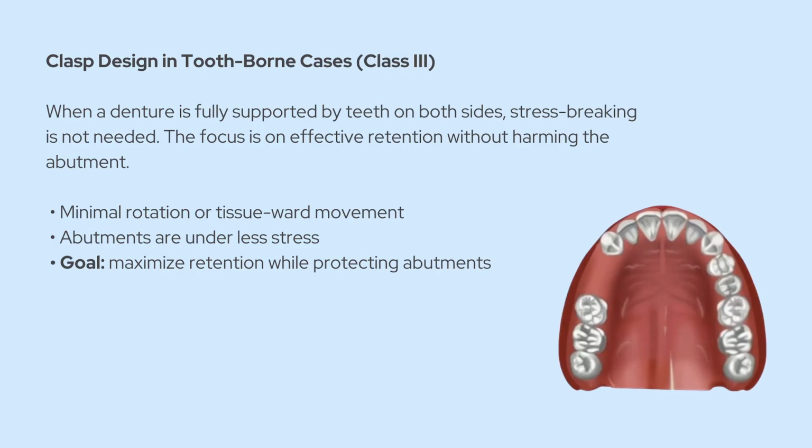Now, when a denture is fully supported by teeth on both sides, like in class 3 cases, there's very little rotation or tissue ward movement going on. So that means we don't really need stress breaking clasp designs because the abutment teeth aren't under the same kind of forces we'd see in distal extension cases. So in these situations, the main goal is just to retain the denture effectively without damaging the abutment.